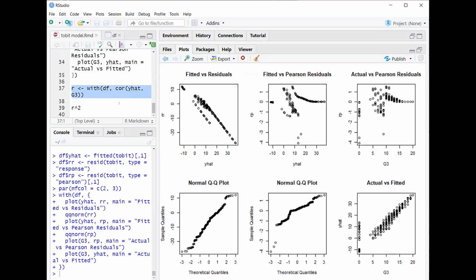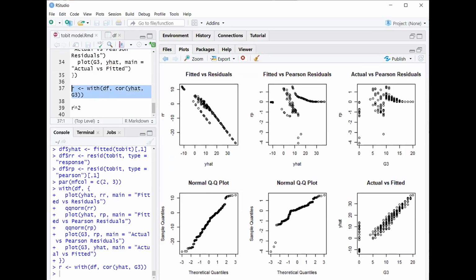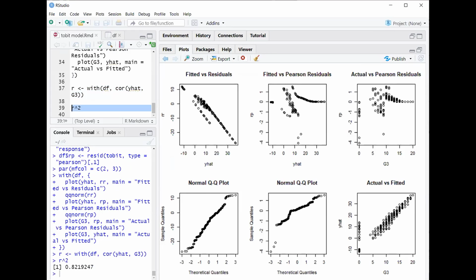We can also plot the correlation between y hat and G3, and we can calculate the square to get the R square of the model. It is 82%. So 82% of the variation in the dependent variable, which is G3, is explained by G1 and G2. This is the way we estimate our Tobit model.